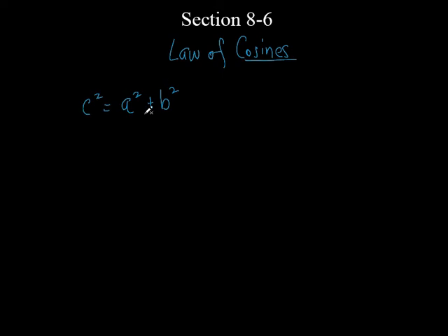Okay? And I'm writing it like this on purpose. I'm writing the c first, not a squared plus b squared equals c squared. Now here's the rest of it. This is the part that you didn't know before. Minus 2ab cosine of angle C.